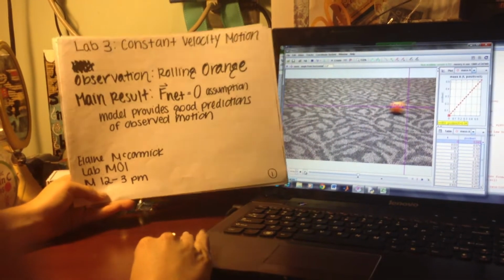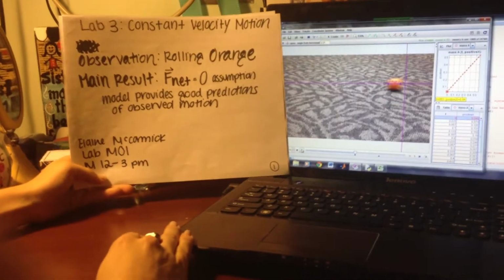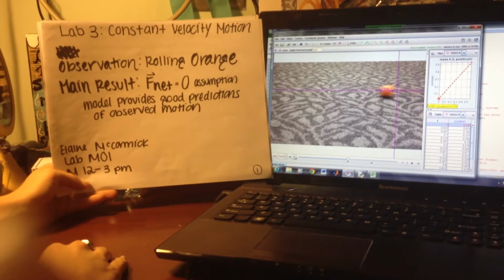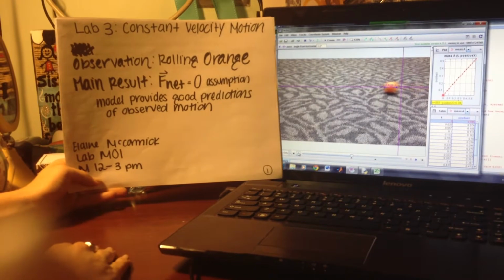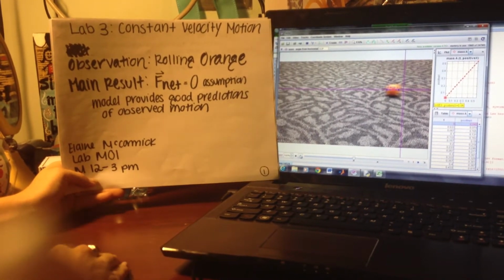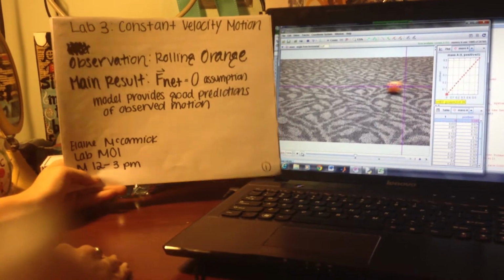This is Elaine McCormick, Lab M01 for constant velocity motion. I rolled an orange at constant velocity under the assumption that Fnet equals 0, then created a model using my data to provide good predictions of the observed motion.